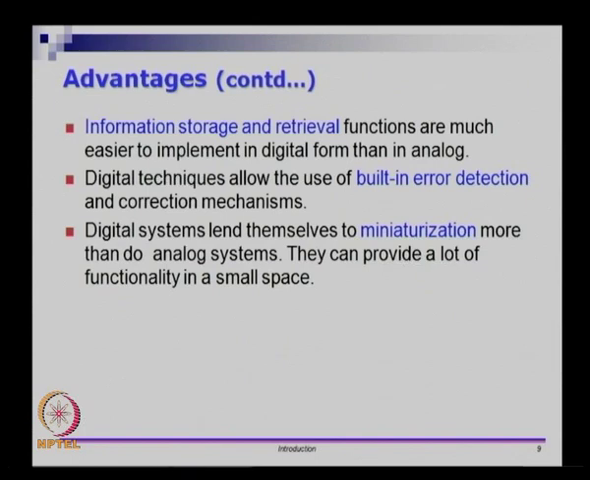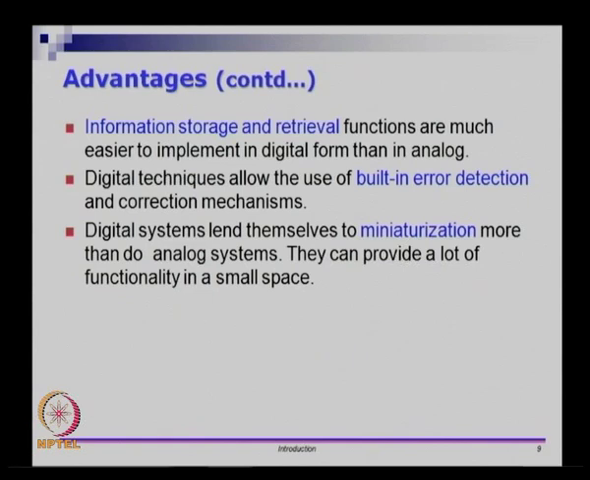Then a few more bullet points in favor of digital circuits. Information storage and retrieval are much easier to do with digital circuits. Many of these circuits have built-in error protection. These circuits can have errors, but there are various mechanisms to detect if there are errors and even correct them, and this is a very useful thing to have in digital circuits. Miniaturization is easier with digital circuits than with analog circuits. What that means is you can make smaller and smaller chips which can provide a lot of functionality by using digital techniques.